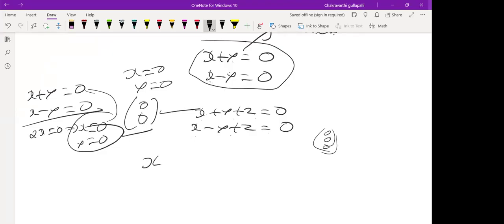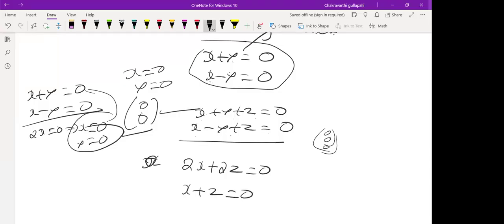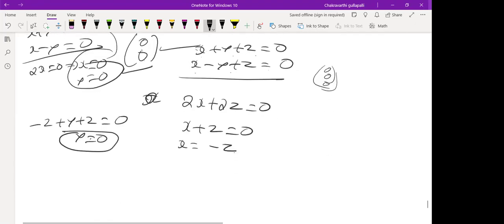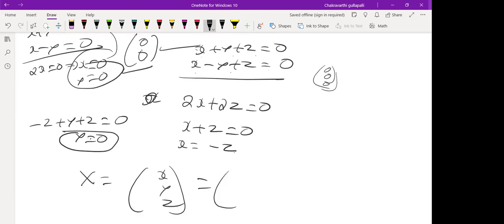How? For example, if I add these two, I get 2x plus 2z as 0. x plus z is 0, x equal to minus z. If I substitute here x equal to minus z, plus y plus z is 0. So y is 0, but x equal to minus z. So the solution set is (x, y, z), x is minus z, y is 0, z.